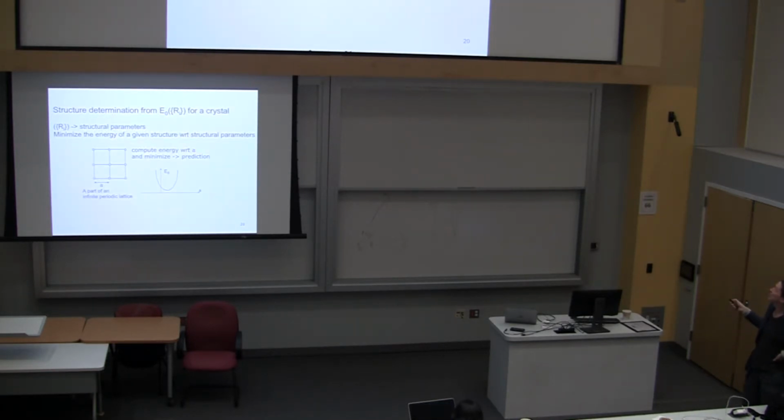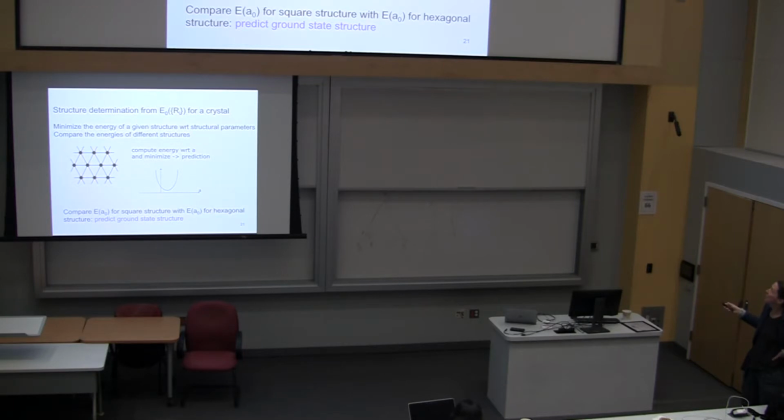I can do this if I have this function for a crystal. Then the set of positions is really going to be the structural parameters. For a simple crystal, like a simple square lattice, there's one free parameter. If I have E naught as a function of that parameter, I can predict the lattice constant, and I can predict the elastic constant for this case.